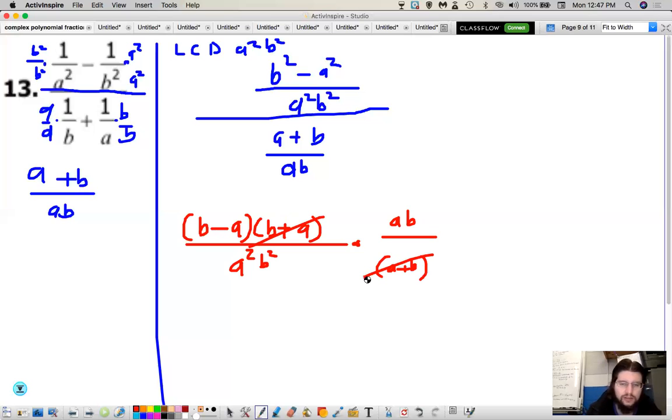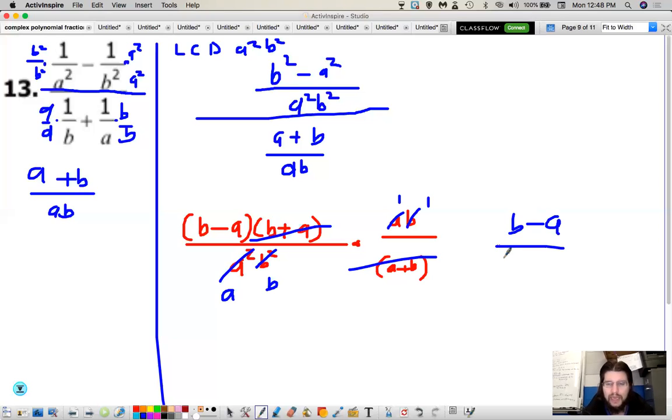Let me do a different color. A divided by A is 1. A squared divided by A is A. B squared divided by B is B. B divided by B is 1. I think everything's gone that can be gone. So we got B minus A on top and AB on the bottom. Nothing else we can do there. Leave it alone and move on.